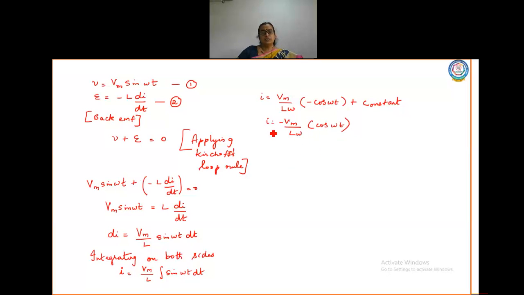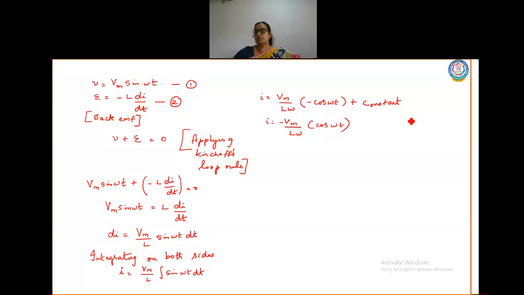Now I need to compare this current equation with the voltage equation. I have started with the voltage equation and I have finished with the I equation. But before I compare, in the voltage equation it is sine omega t, and here it is cos omega t. So I need to convert this cos omega t in terms of sine omega t. Only then the comparison will be simple. So first let me convert this cos omega t in terms of sine omega t.